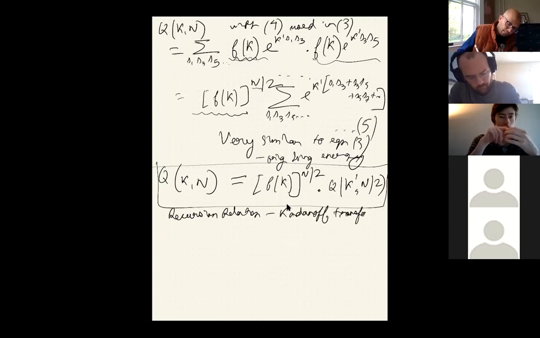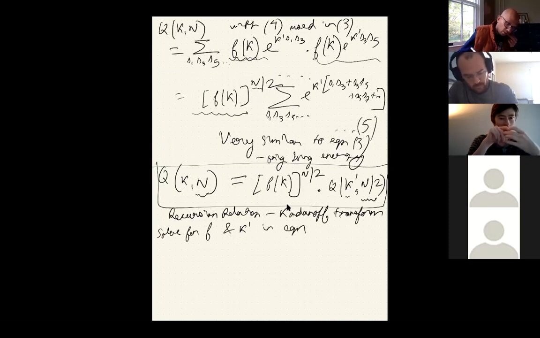So you have taken the partition function of the n system and showed how it relates to the partition function of the system with half the spins decimated. And the idea is that it will look similar, but with a different coupling constant k prime. So now we need to figure that out. In order to do that, we have to solve for f, which is a function of k, and k prime in equation 4.